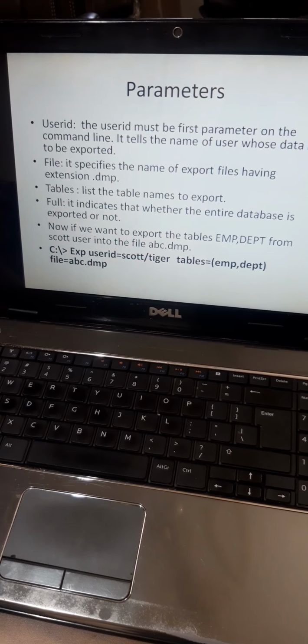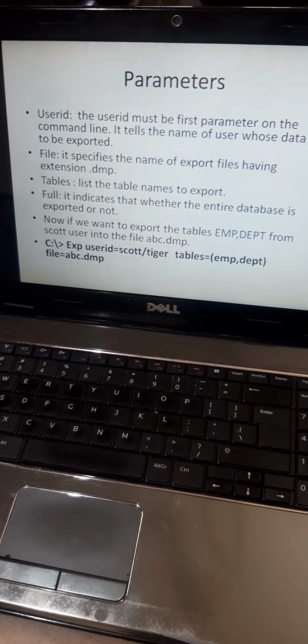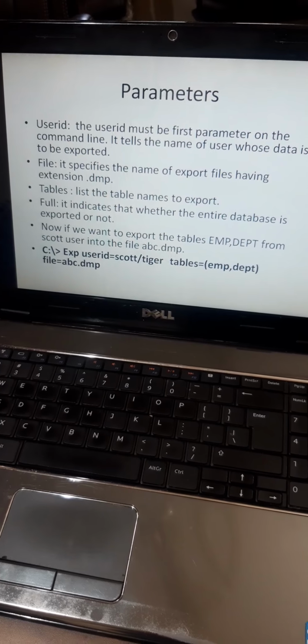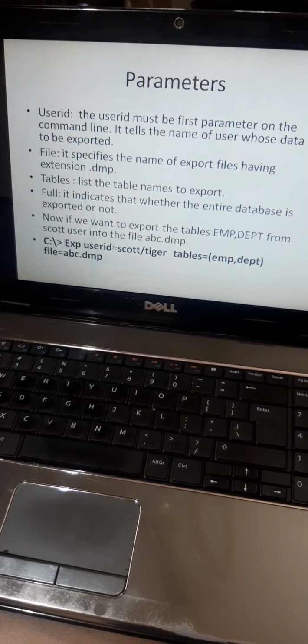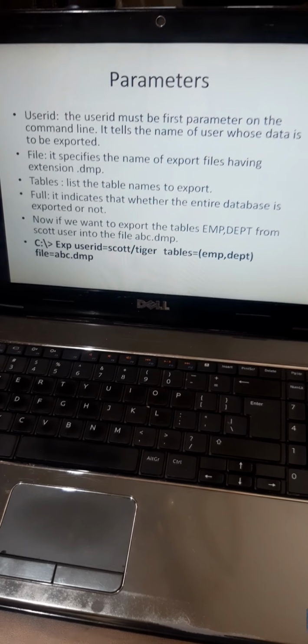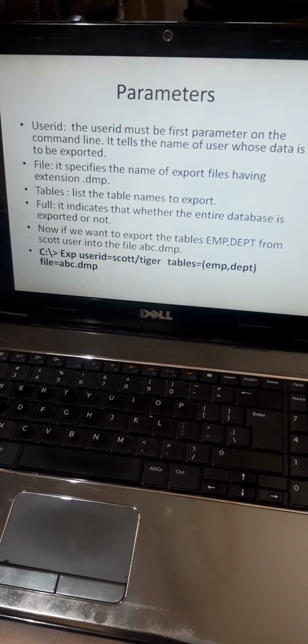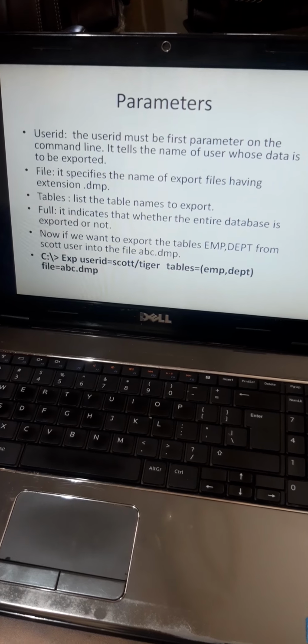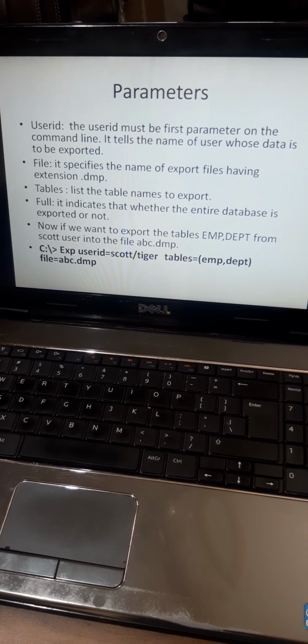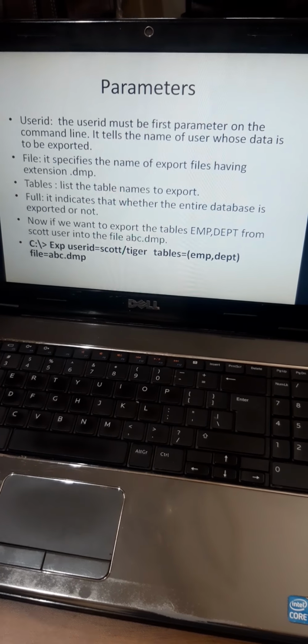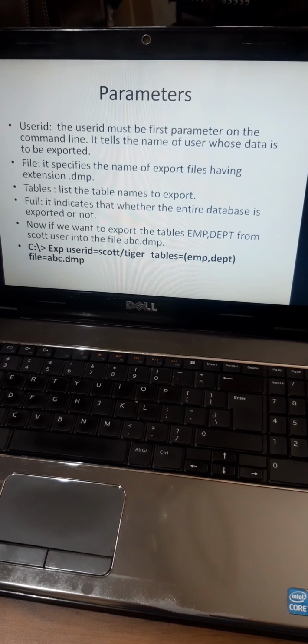The very first one is the user ID. User ID is the user whose data is to be transferred or exported. Second one is the file, the name of the export file with .dmp, right? The next is the tables which we want to export. Full: if we want to export the entire database, then we'll use this mode, right?